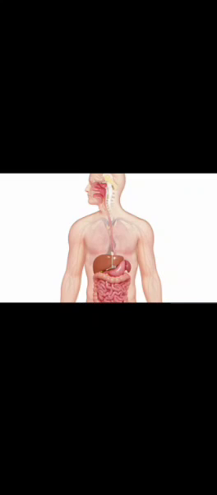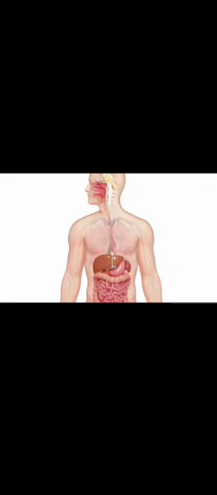Next system is the digestive system. See, the mouth, the food pipe, the stomach, small intestine, the large intestine and the anus together make the digestive system. See, our digestive system helps the food which we eat to change into its simple form, and our body absorbs the food in this simple form. This process is known as digestion.